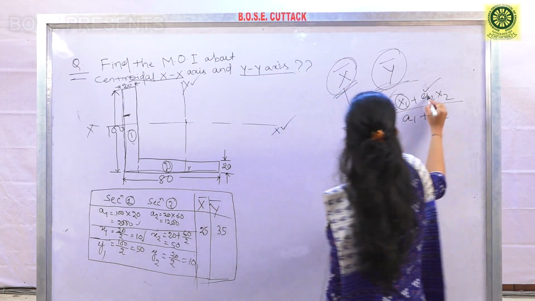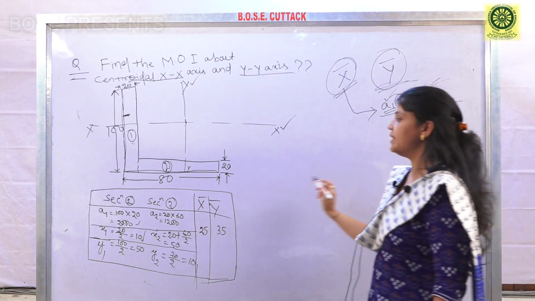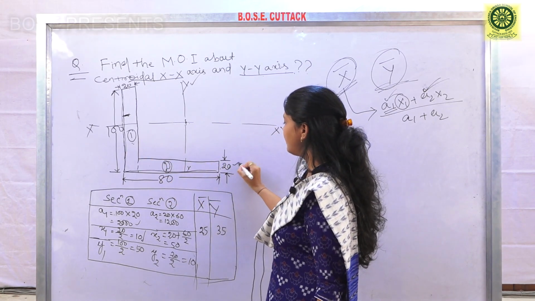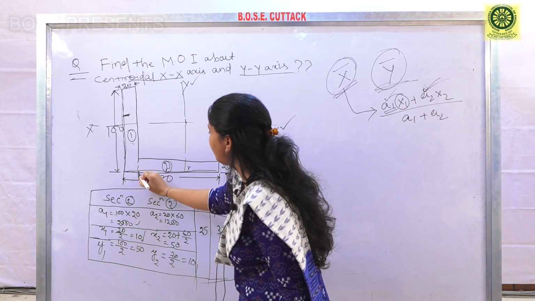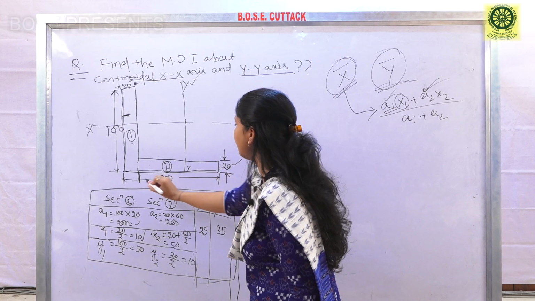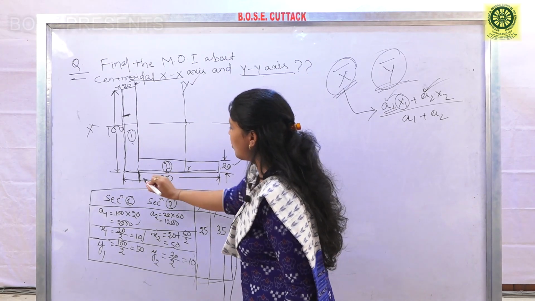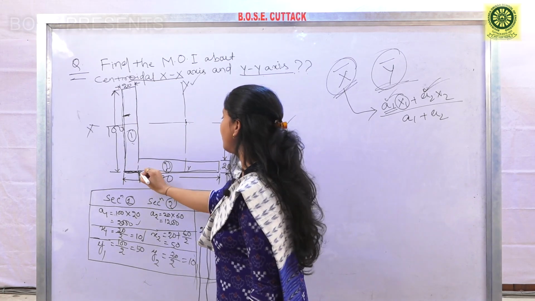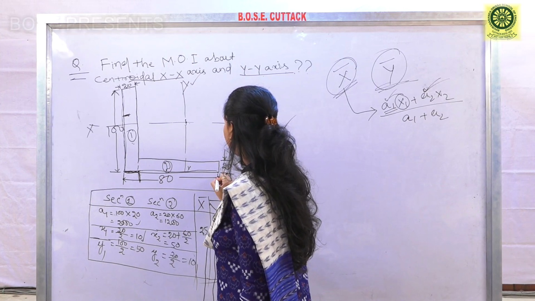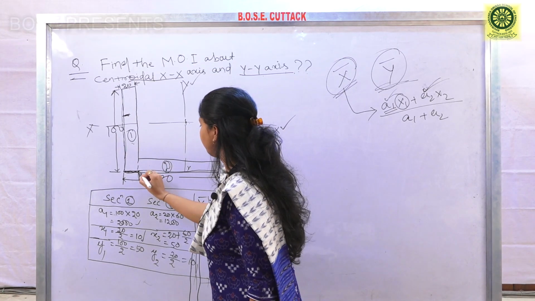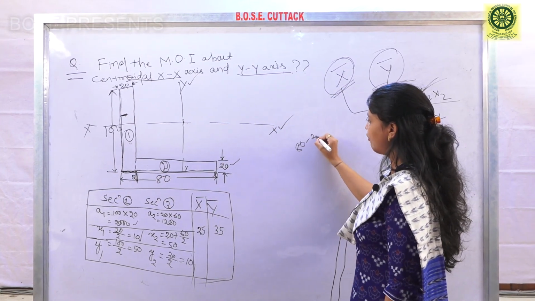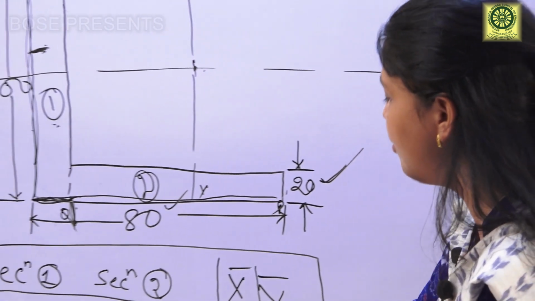Now come to a2. a2 is the area of section 2, this section 2. Here the area will be 20 into the portion up to this. The entire section is 80, so 80 minus this distance, which is 20. Suppose I am naming this P and Q. So this PQ will be 80 minus 20 equals 60. So the area will be 20 into 60, that is 1200.